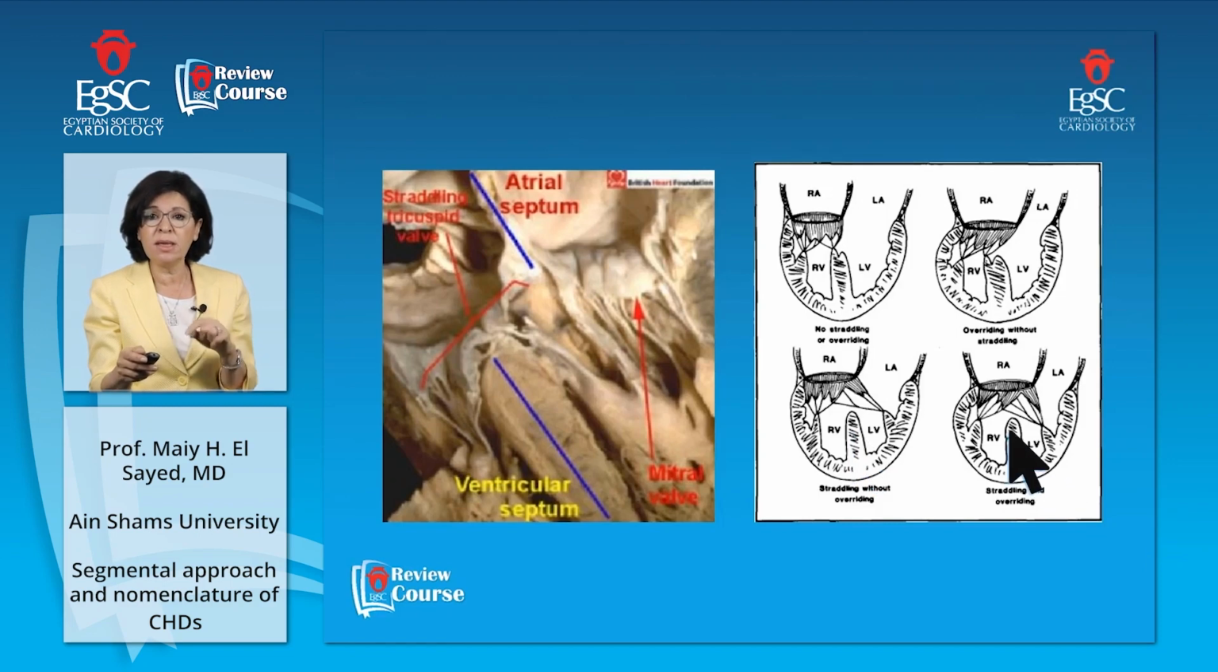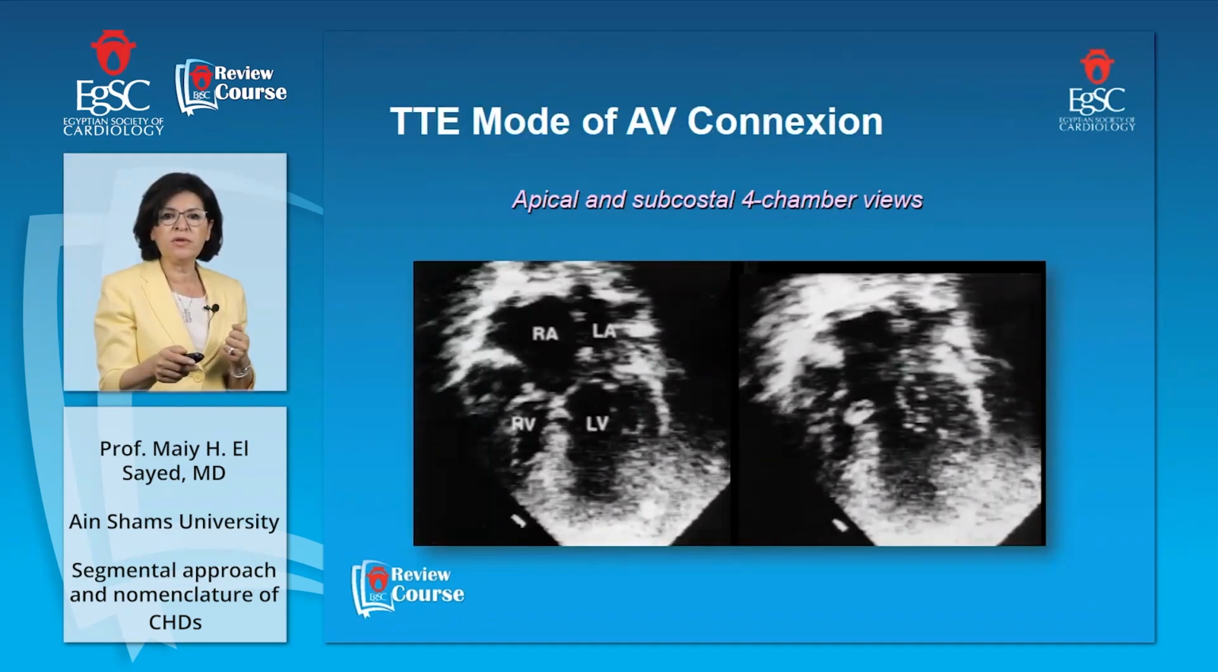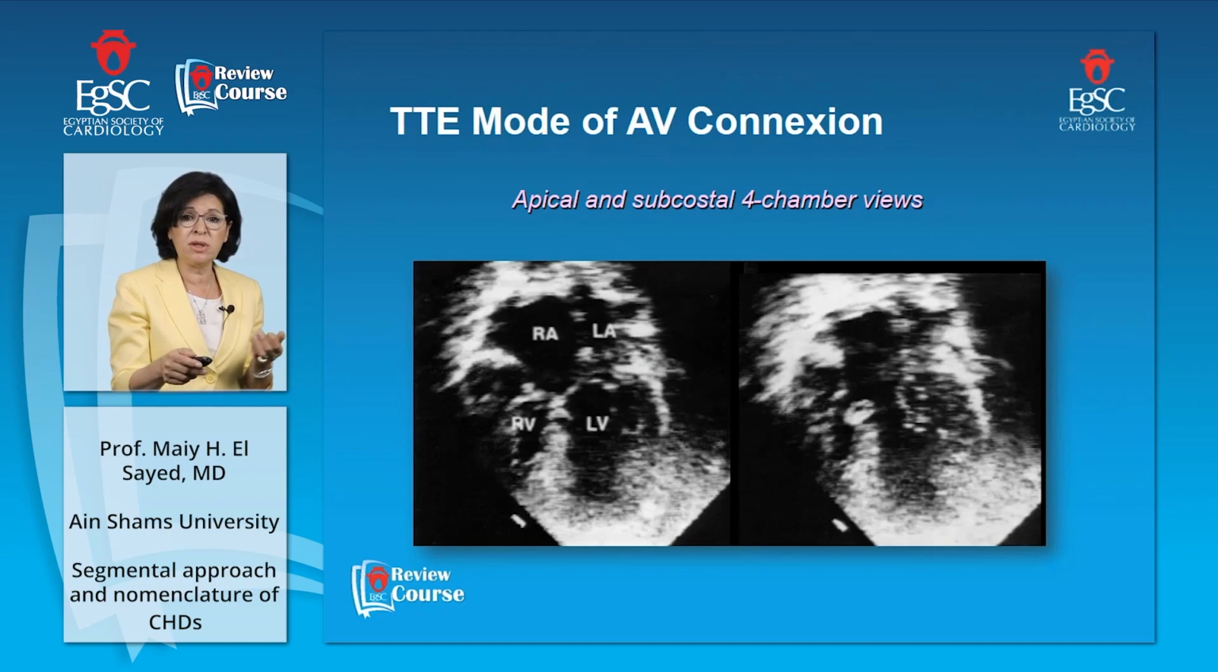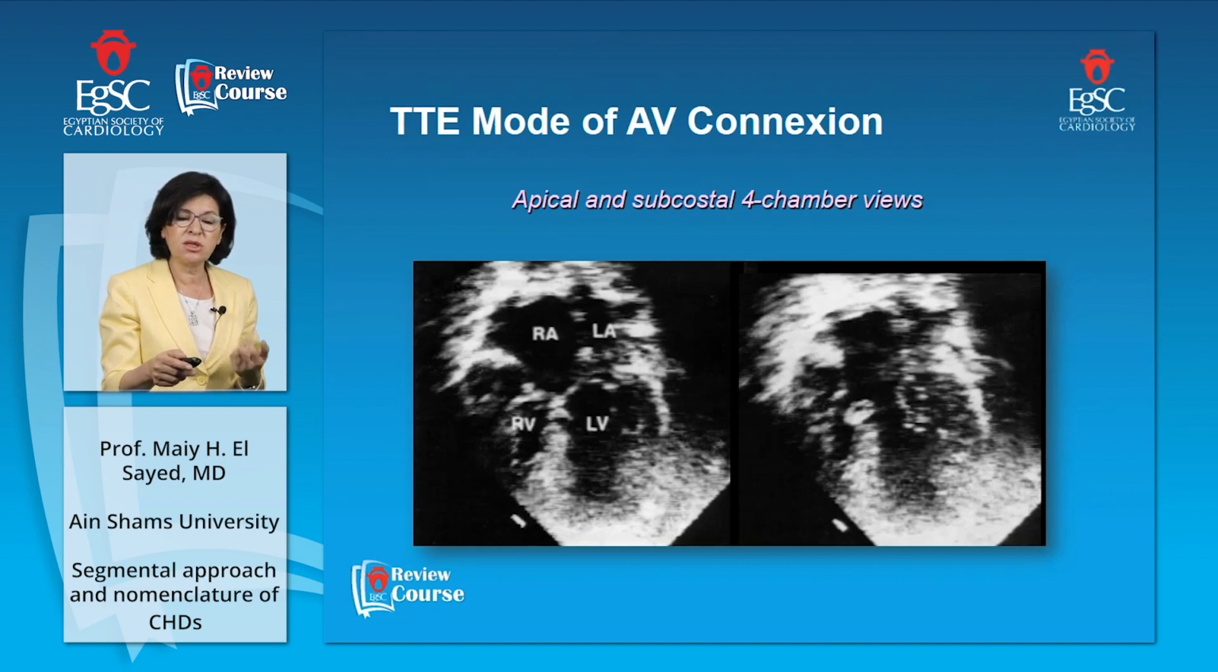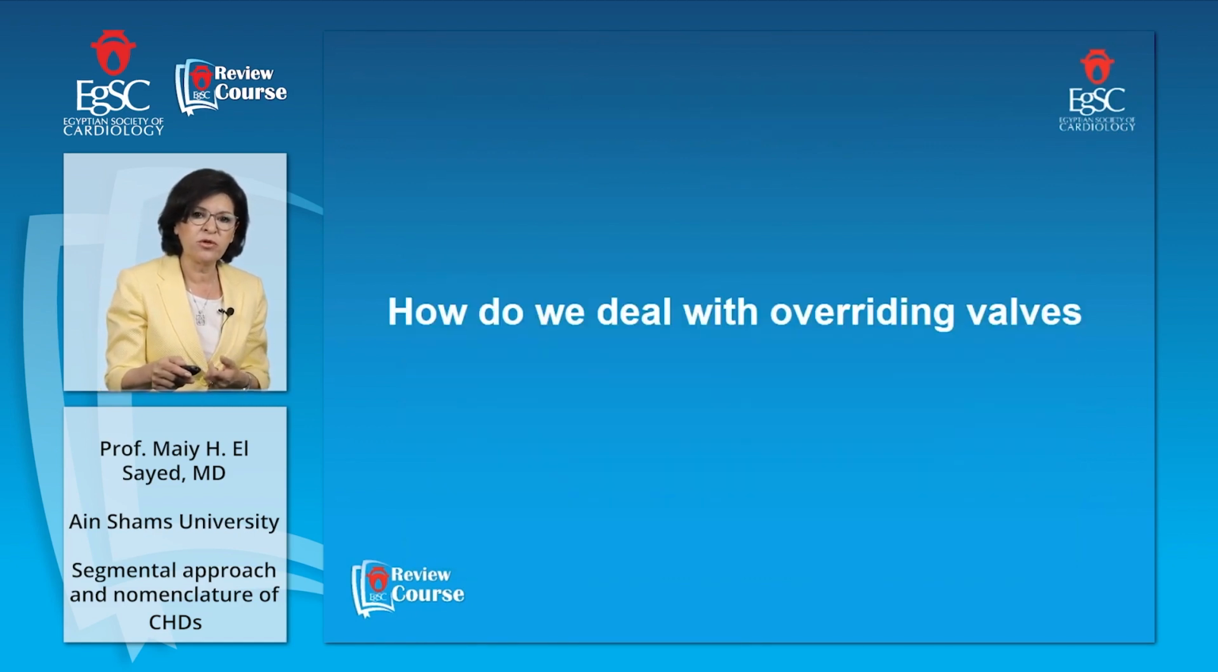And it can be overriding and straddling, that means that the annulus is overriding the septum and the chordae have moved from one ventricle to the other. Well, how do you see them? You see them in apical and subcostal four-chamber views. And this is an example of a valve that is both straddling and overriding. By the way, both valves can override or straddle. One of them can straddle and override, but this is too complex and I won't go through this now. But this is just a representation of straddling and overriding.